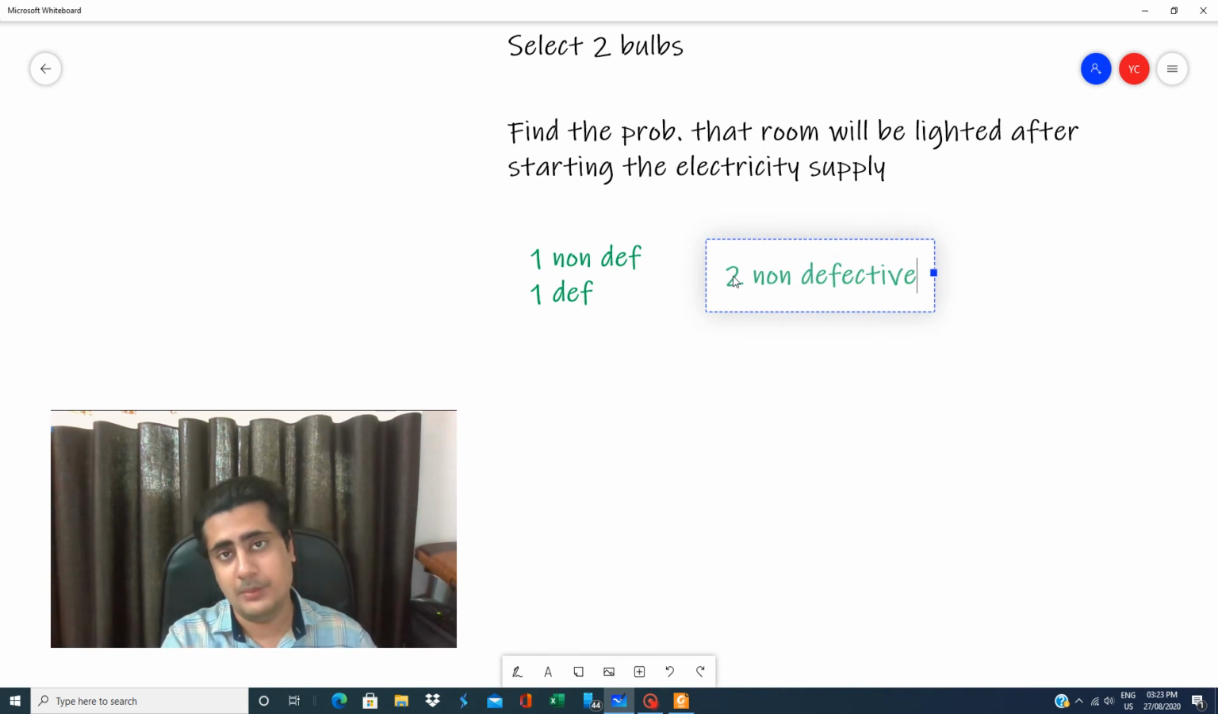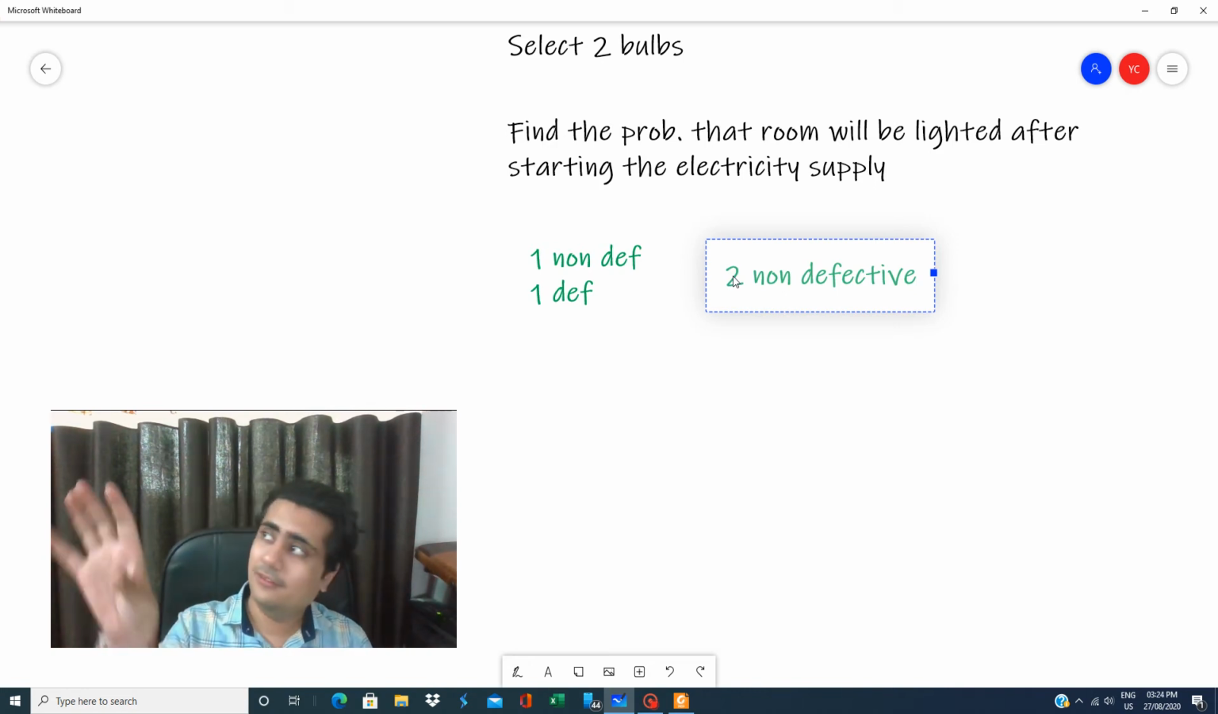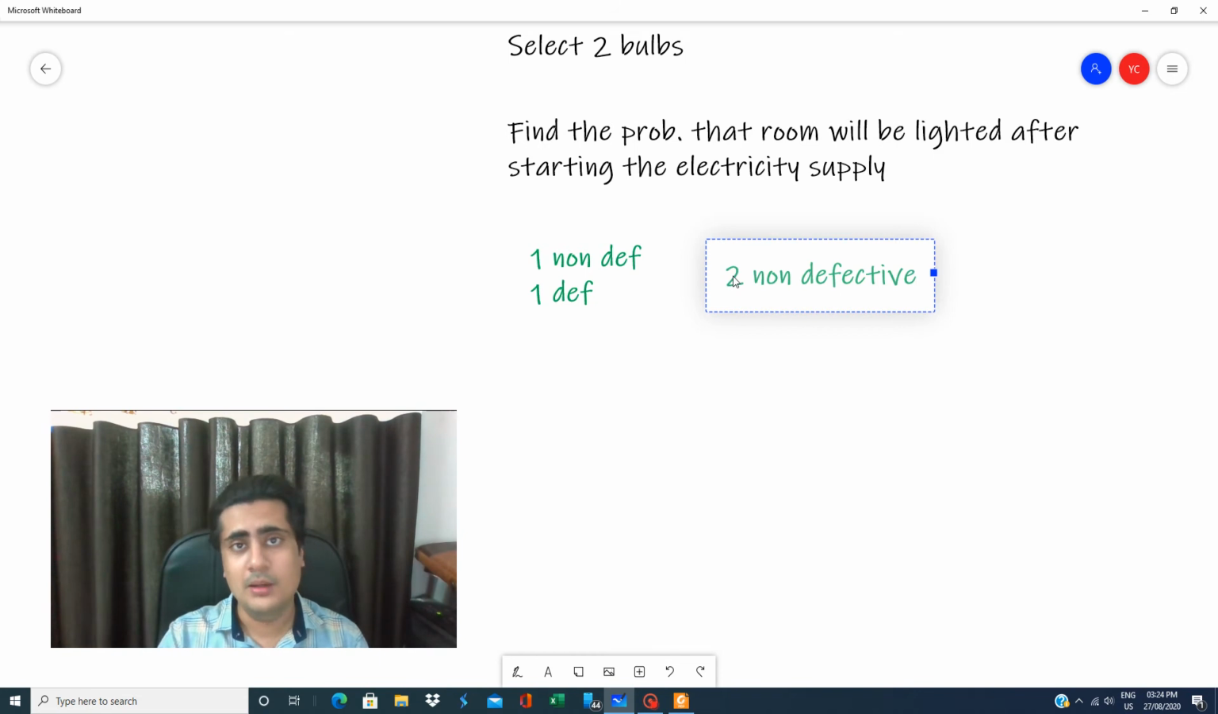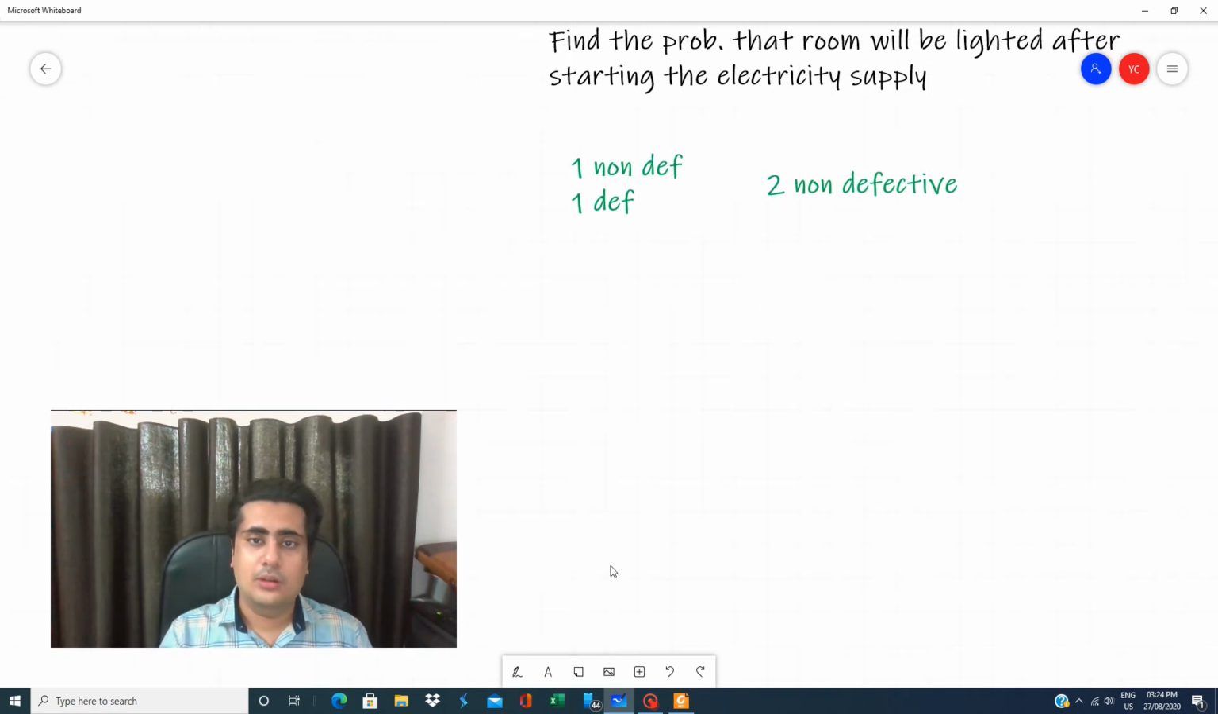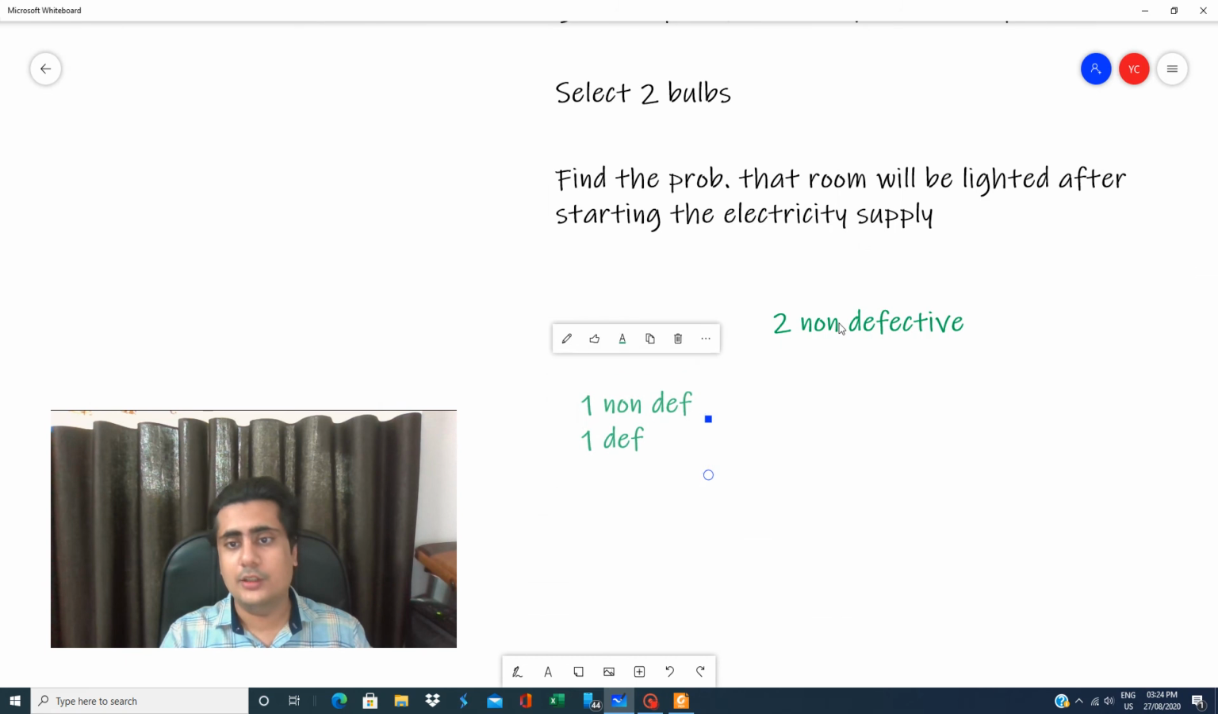Some students make a mistake here. They put two defective. Just think, if you put two defective bulbs in the holders, obviously if both are defective, nothing will light. There will be no light. There should be either both good non-defective bulbs or one non-defective bulb to light the room. Now, first of all, we need to find the total possibilities.